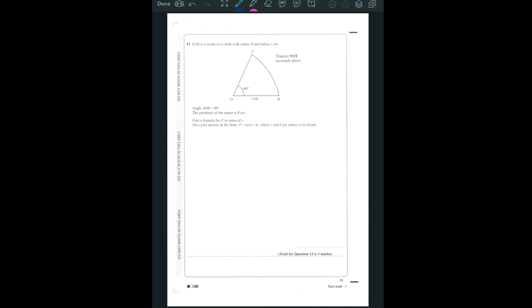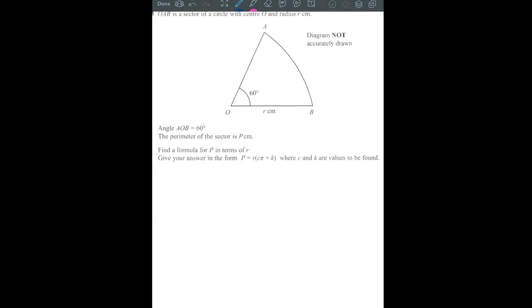We have a sector of a circle with the centre O, radius R. We've been told the angle is 60. The perimeter is P. Oh, this is going to be nasty. This is going to stay very algebraic. We want to show that the perimeter can be written in that way. And the awkward thing is we don't know what R is. The perimeter, however, is going to be the AO, the OB, and the curved AB. The curved AB is the awkward bit.